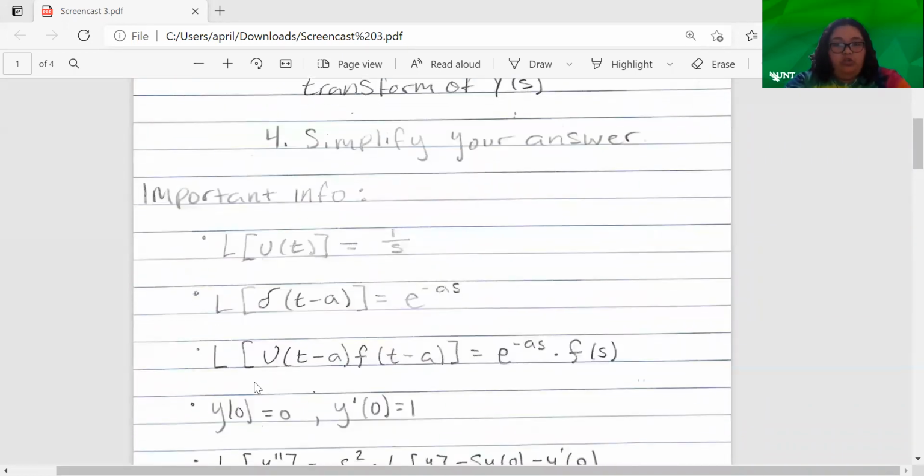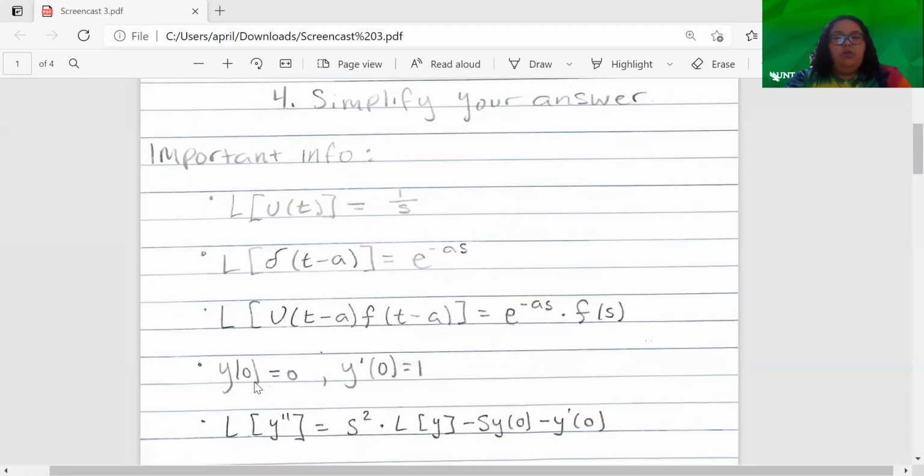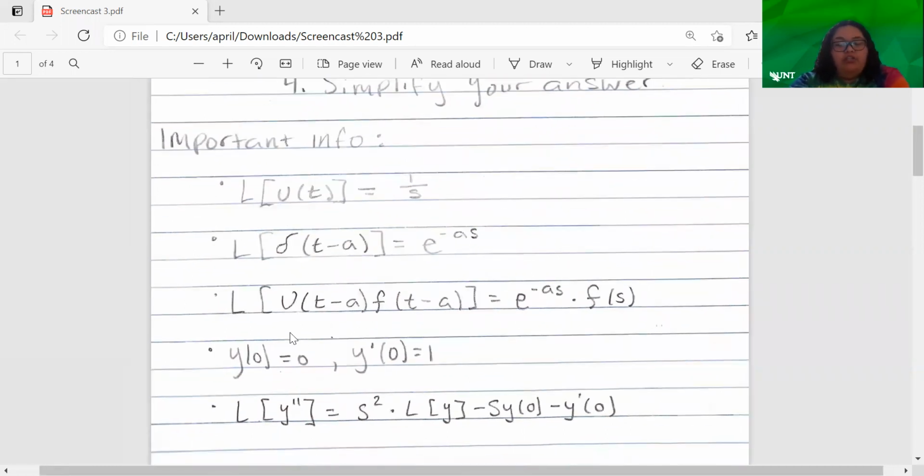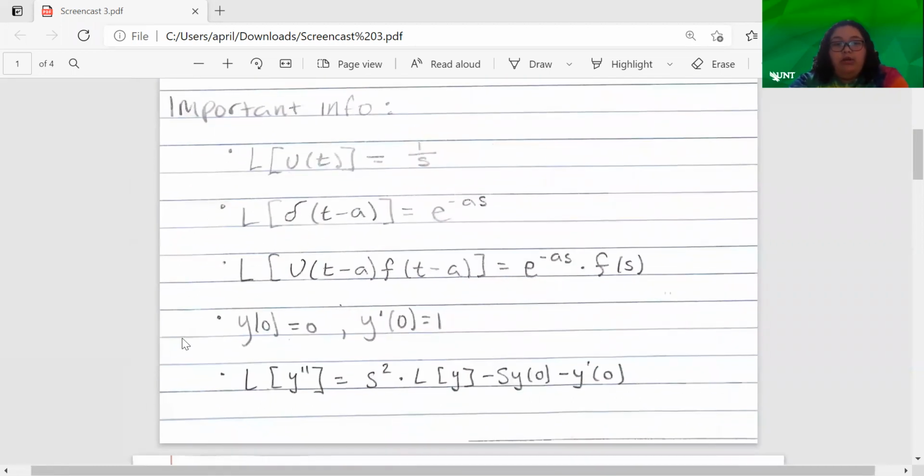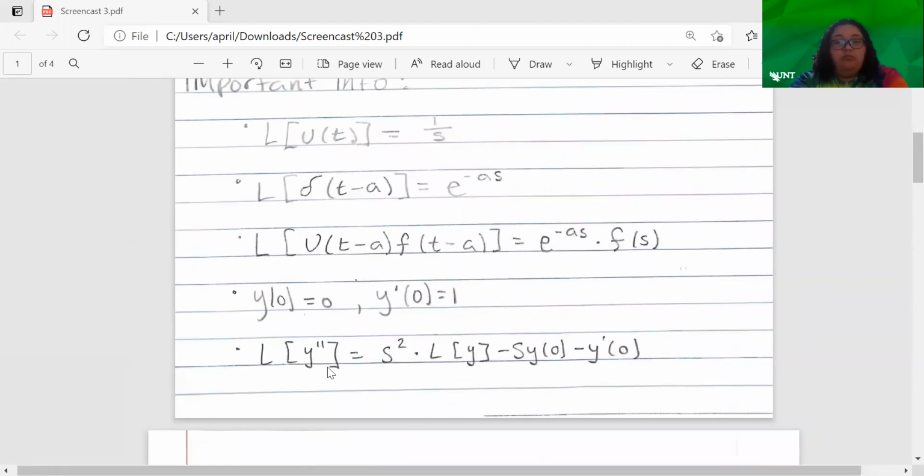Important information to know is that we're going to need some Laplace transforms that are given to us from the table in our textbook. The main ones we're going to use today are the Laplace transform of u of t, the Laplace transform of the delta function, the shift functions, and, just to get us started, we need to remember the initial values and also the Laplace transform of y double prime.